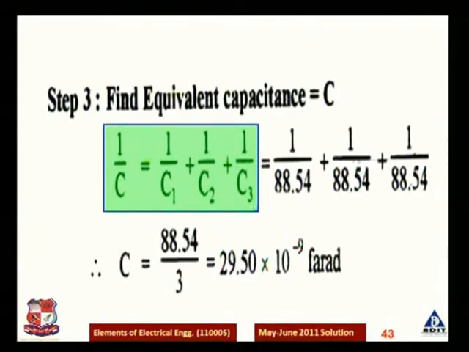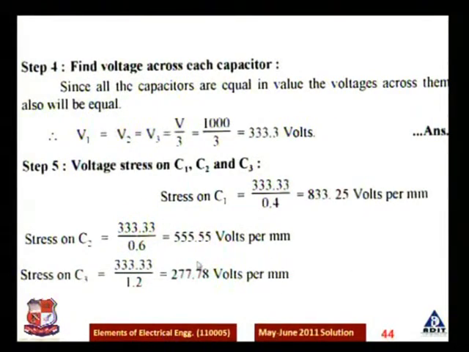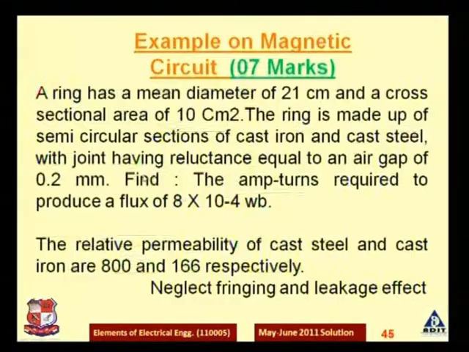So just put the values of C1, C2 and C3. See, in this example all the values are the same. So the equivalent capacitance you will get is 29.50 into 10 raised to minus 9 Farad. Now the fourth step is that you need to find the voltage across each capacitor. You know how to find the voltage, and you can put the values in the equation and find the voltage across the capacitor.